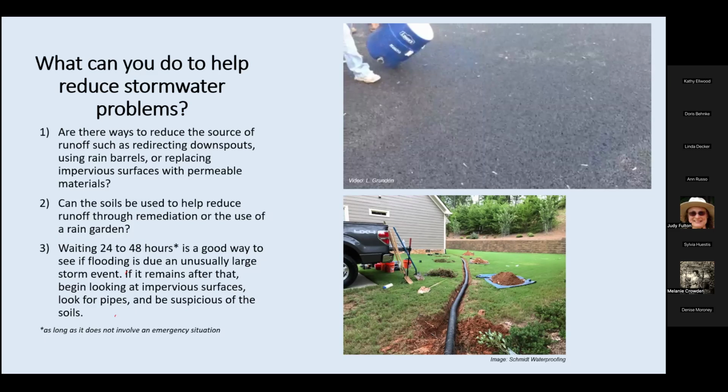Now, if in a situation where the water is there after that time period, then you start looking around for impervious surfaces, pipes, which are sometimes difficult to find. And I would really be suspicious of the soils. I would begin to think that maybe the soils, there's either a compacted layer or they're just soils that do not allow water to infiltrate well.